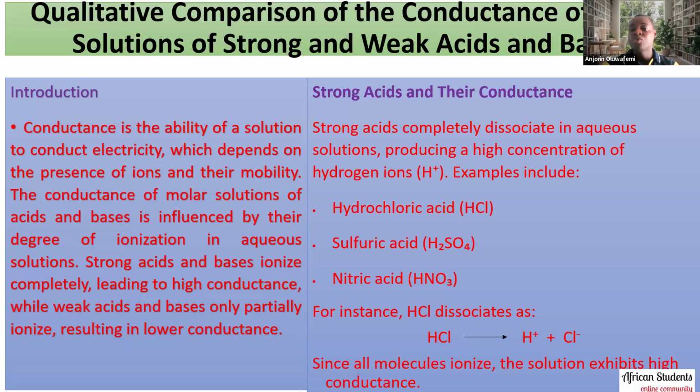A strong acid completely dissociates in aqueous solution, producing a high concentration of hydrogen ions. Examples include hydrochloric acid, sulfuric acid, and nitric acid. When we take hydrochloric acid as an example, you have H plus and Cl minus dissociating in solution, as they ionize into hydrogen ion and chloride ion.